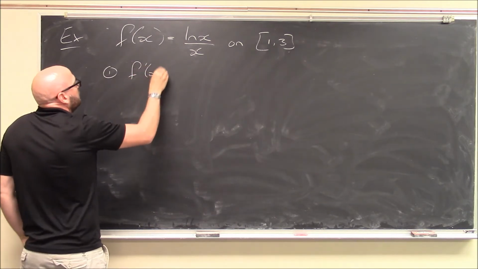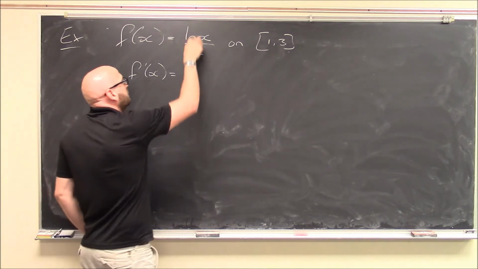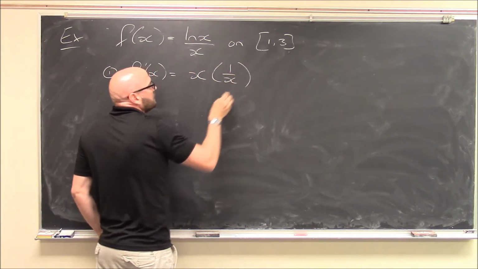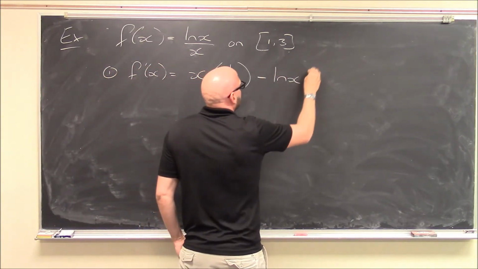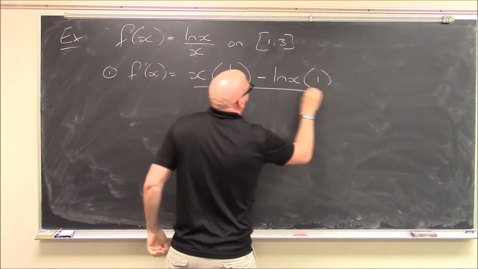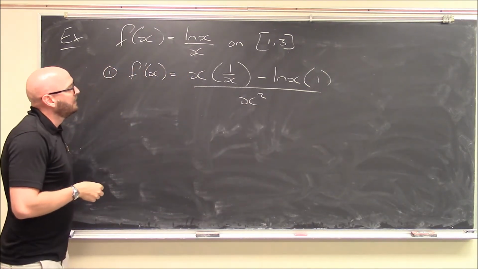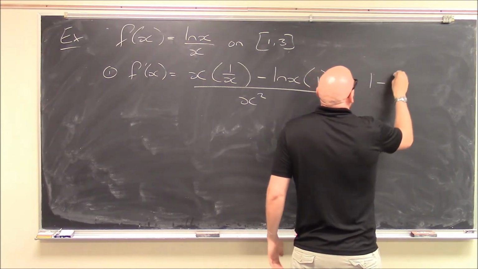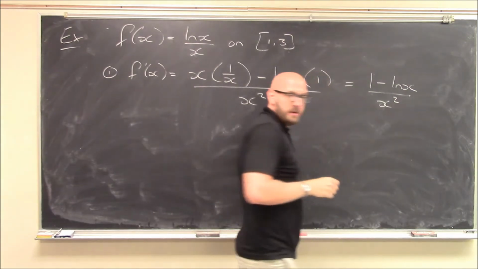We need the derivative. Once again, this is written as a quotient, so we'll use the quotient rule. Low d high, bottom times the derivative of the top. Derivative of ln of x is 1 over x. Minus the top, ln of x, times the derivative of the bottom, derivative of x is 1. All over x squared, the bottom squared. So actually a really nice derivative. x times 1 over x is just 1. 1 minus ln of x over x squared.